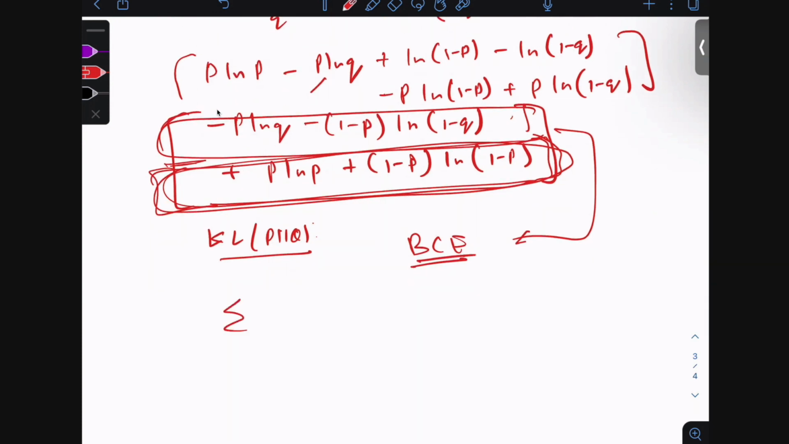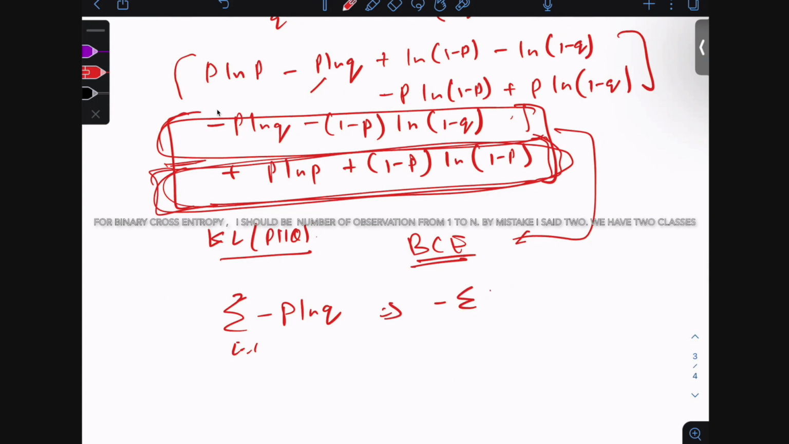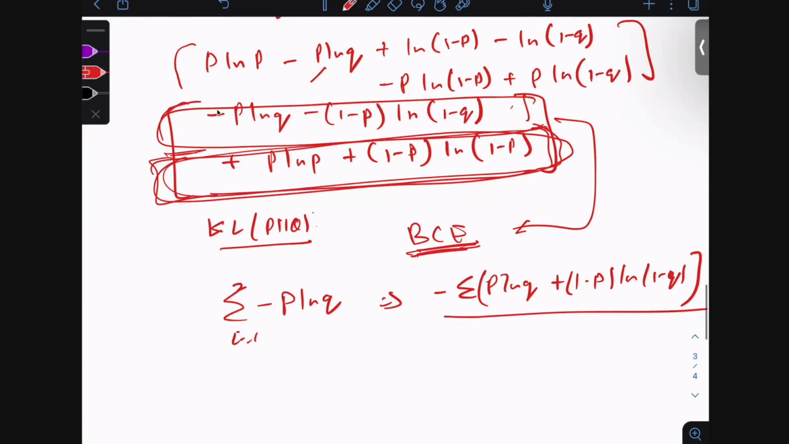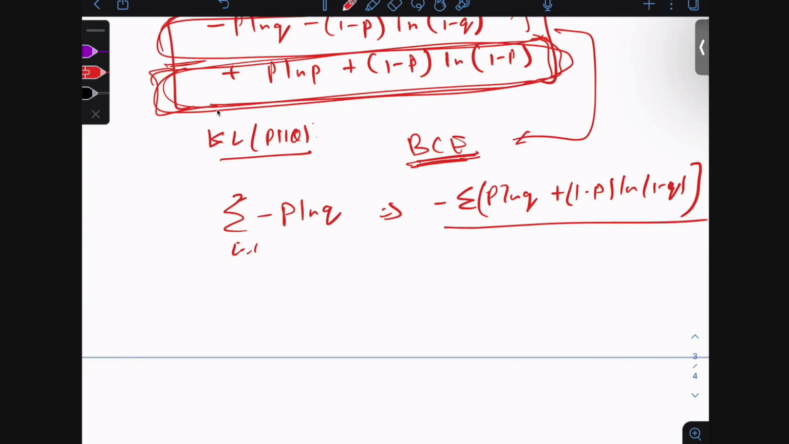Why? Your binary cross entropy loss was P ln Q, for i equal to 1 to 2. If you expand this, it was nothing but P ln Q, and in the opposite case, what will happen? It will be 1 minus P ln 1 minus Q, right? The negative class case. So our binary cross entropy is nothing but our KL divergence, right? This is where it is used in the case of logistic regression. This is the way we can answer. Okay, so that was the first question.